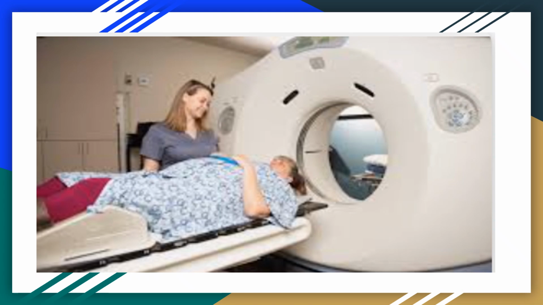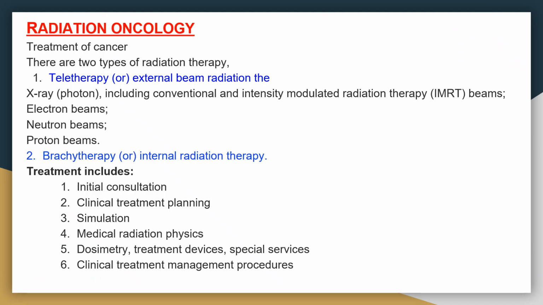So in the last two parts, we saw the diagnostic radiology, and today we'll be talking about the therapeutic radiology, where the radiology is used to cure something. So the radiation oncology, which mainly includes the treatment of cancer, is of two types.